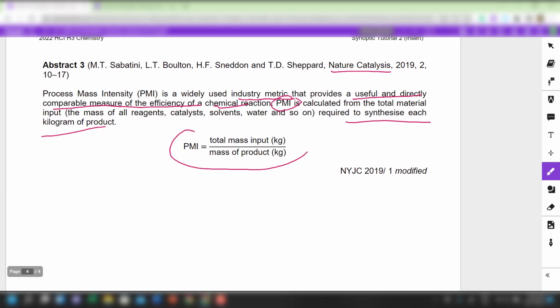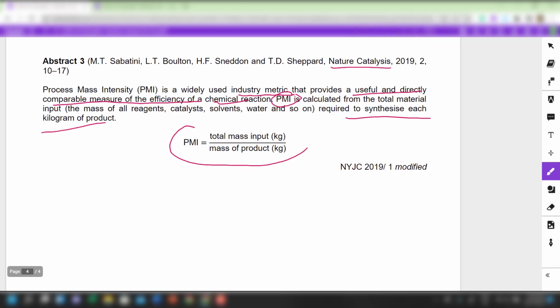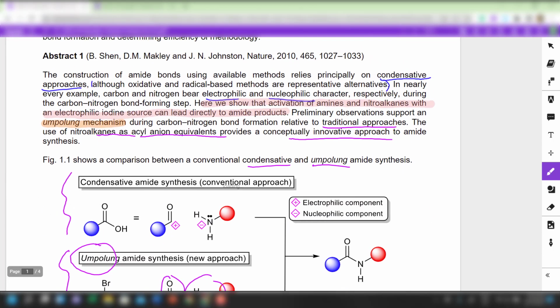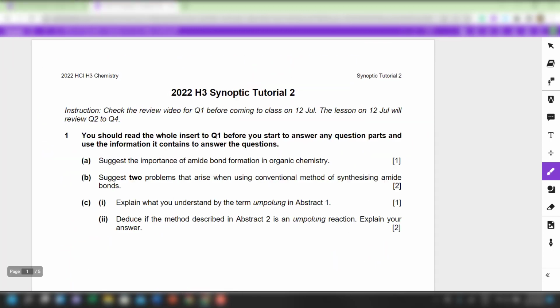sustainable one. Okay, so we are done with discussing the inserts. Now we can jump straight into the tutorial questions, the series of questions related to question 1. So we'll go back to the tutorial over here.